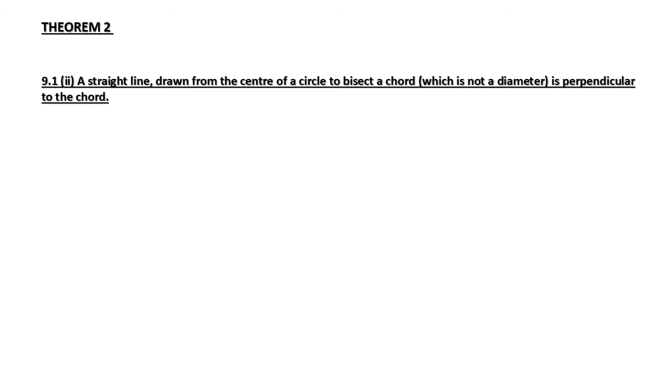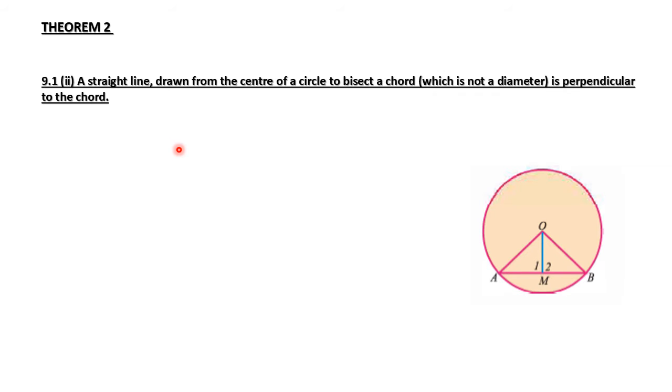Now students, I am going to read the statement of the second theorem. A straight line drawn from the center of the circle to bisect a chord which is not a diameter is perpendicular to the chord. Here is the diagram and here is a straight line OM and it is bisecting the chord AB, and AB is not the diameter of the circle.